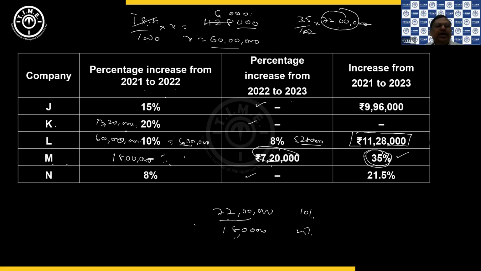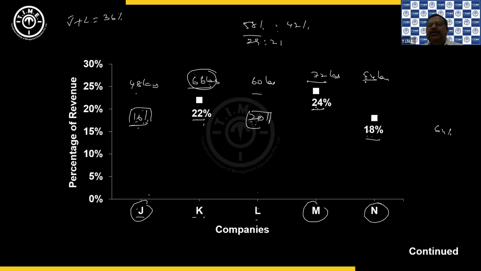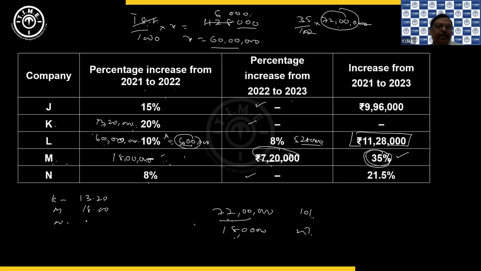And what about for L? You already know it is 6 lakhs. I'm sorry, K, M, N, not for L. K is 20% of 66 lakhs, which is 13.20 lakhs. Friends, for M, it is 18 lakhs. For N, I have to find out 8%. 8% of this 54 lakhs will be 4.32 lakhs. 8 times 54 is 432, by 100, 4.32 lakhs. If you take this entire thing, the total is 35.52 lakhs.